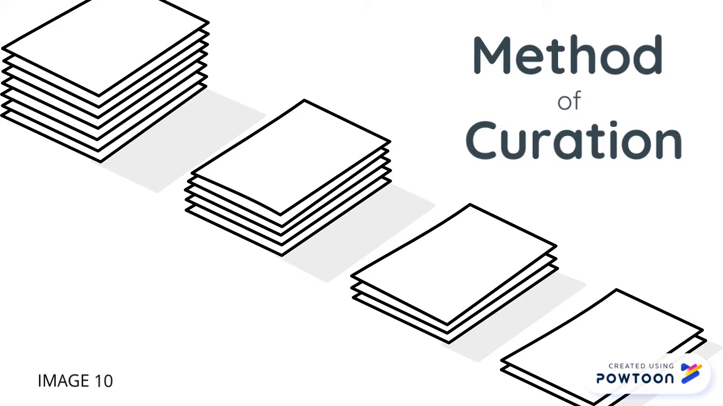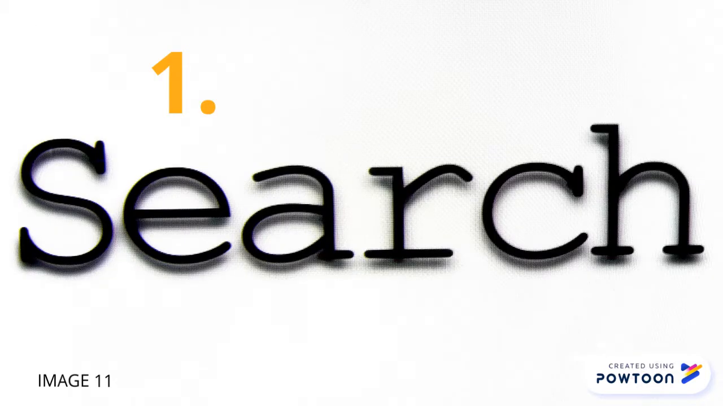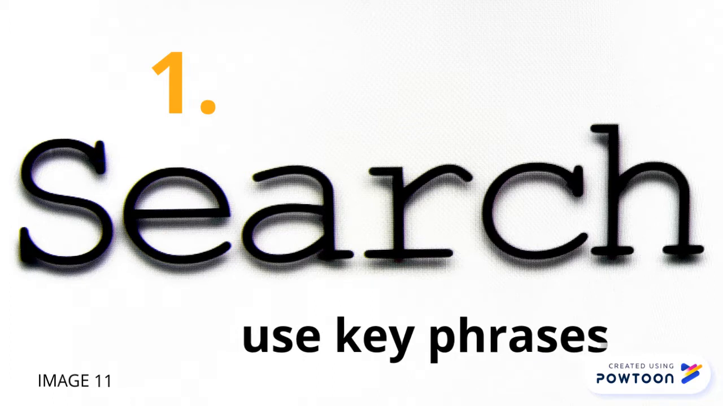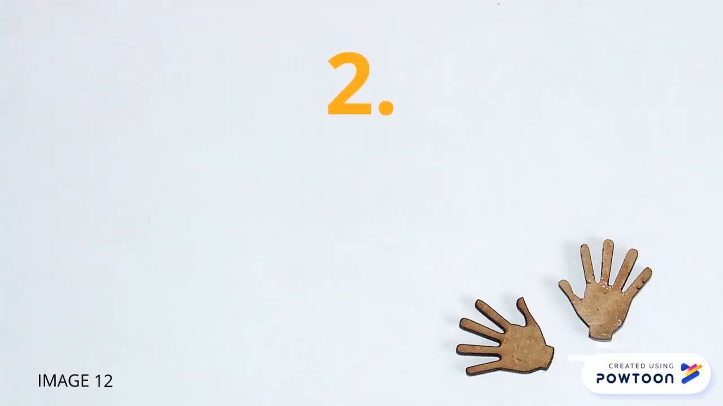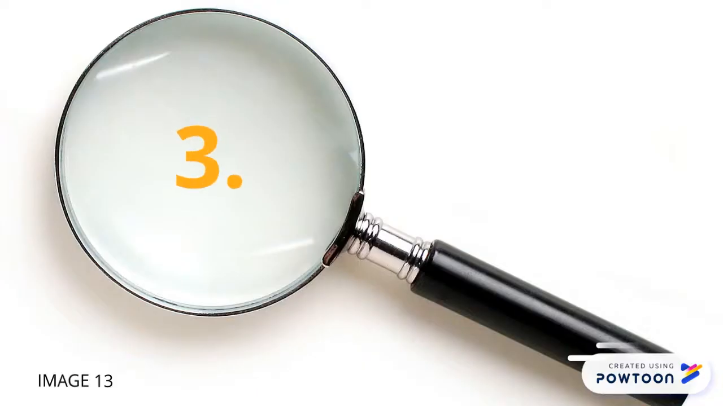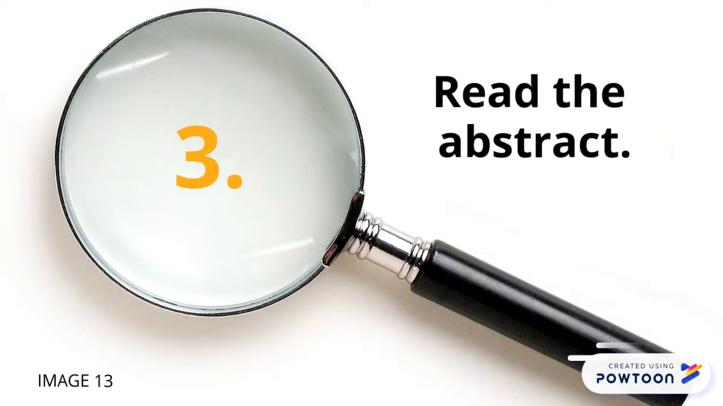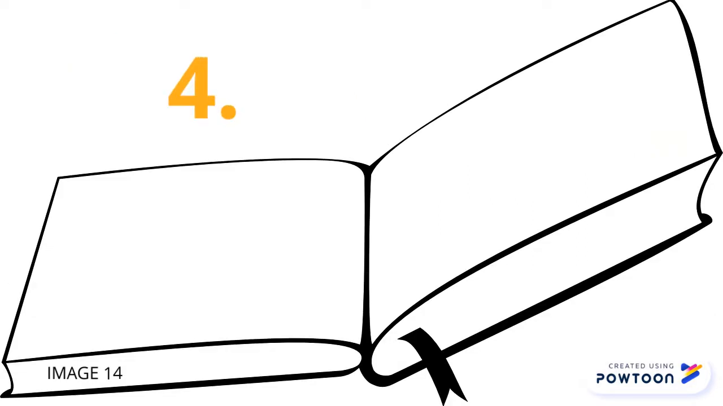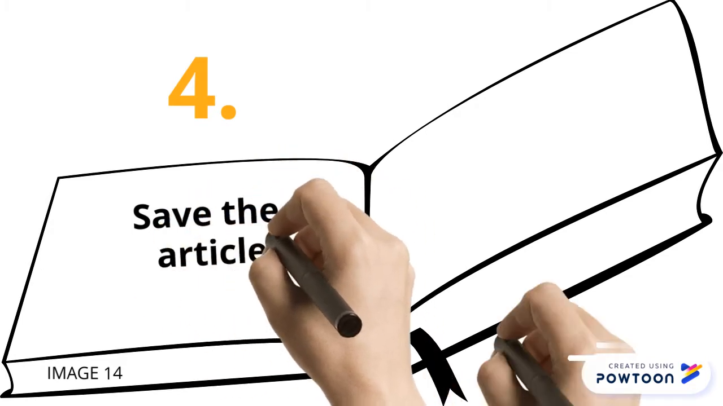Method of curation. 1. Search for scholarly and research articles using the Curtin Library as well as Google using key phrases. 2. Only recent content from the last 10 years will be used. 3. Read the abstract. Continue to read the full article if it seems relevant to the inquiry. 4. If there is some relevant information, save the article as a bookmark.